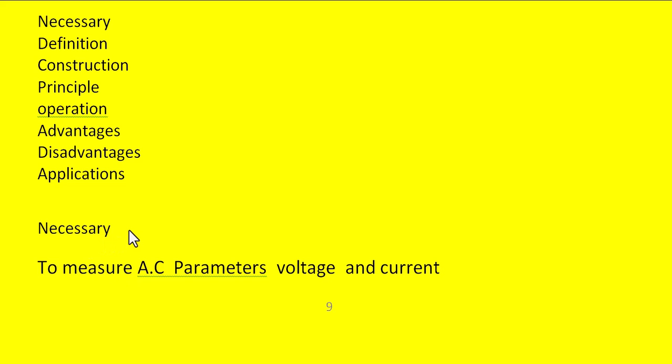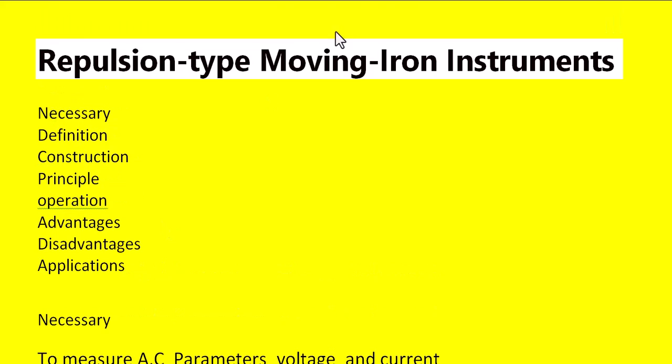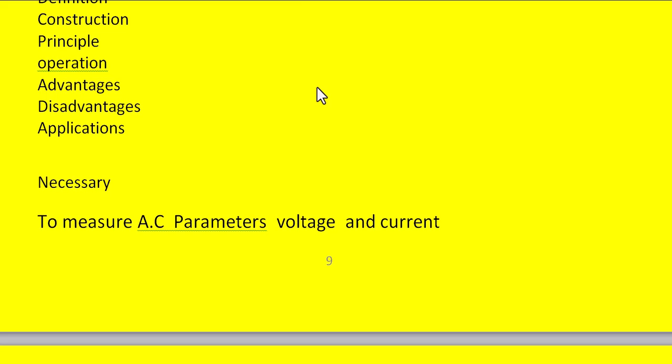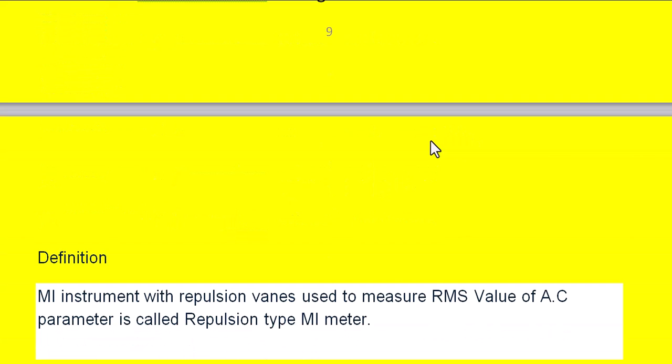First, let me discuss the necessity of this instrument. Whenever AC parameters like voltage and current are to be measured with a reasonable accuracy, then this type of meters are necessary because their cost is very less.